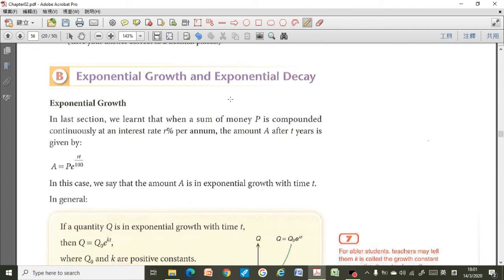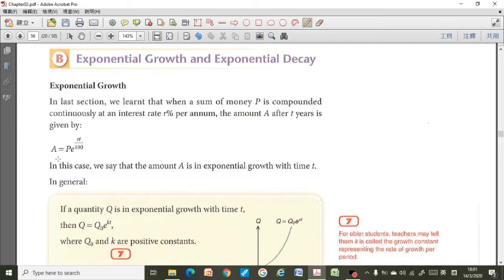Before the holiday, we just learned about compound interest. It is a kind of exponential growth. We will write it down like this: the amount is the principal times e to the power RT over 100. R is the interest rate per annum, that means for 1 year you will have how many percent. And we want to have the interest at any moment, so it is called compounded continually. If you don't remember, you may take a look at your textbook.